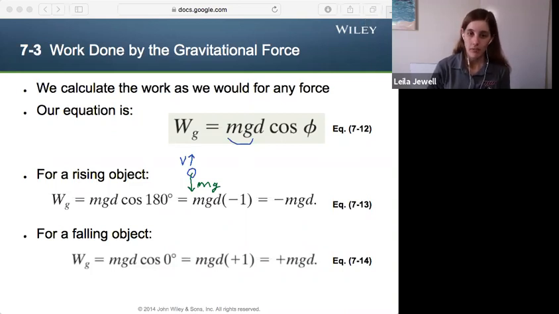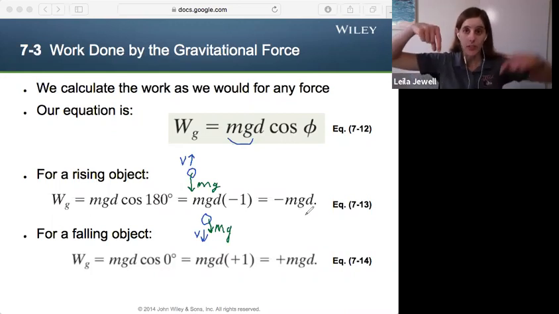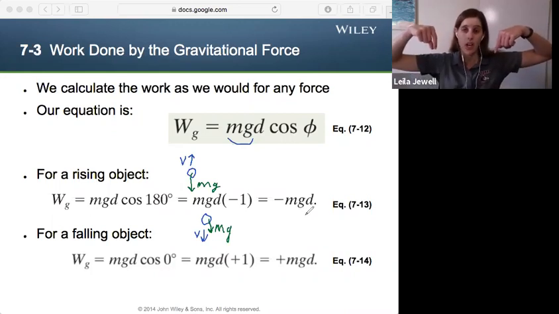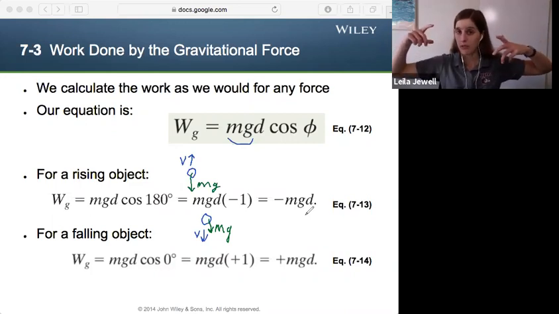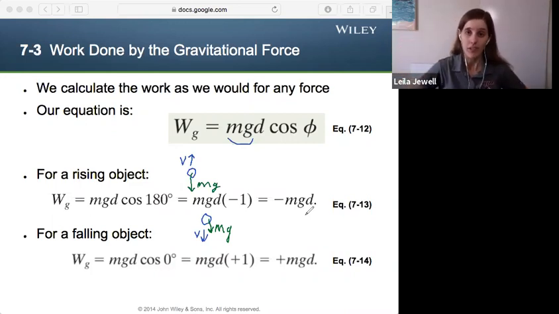If instead the object is falling with some velocity, like an apple or a ball falling through the air, well, notice that the displacement is now in the same direction as the force of gravity, mg. So the angle between the displacement and the force is 0, and we have cosine of 0 is +1, and we can calculate the work done by gravity is now positive mgd.